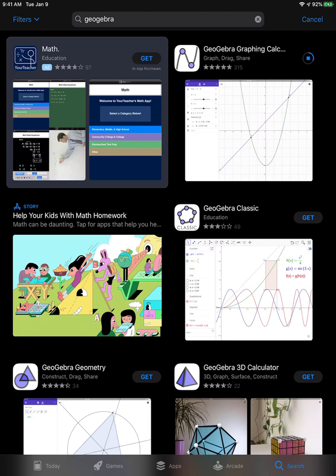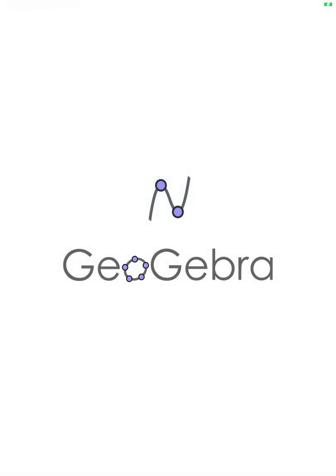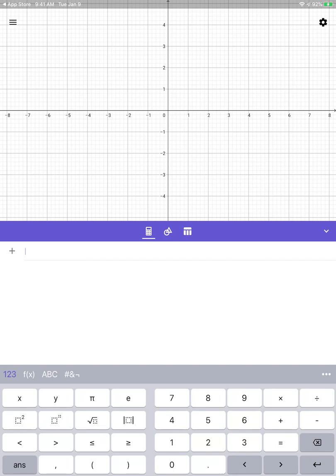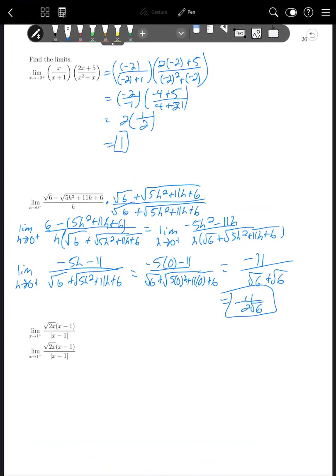You could have a TI-83 or 84 you use. There are websites that you can graph with. But these would all be good different ways to look at graphing things. So if we go into GeoGebra, it works basically the same way as the one we just did. But if I graph, let's just go ahead and use this for this first one.